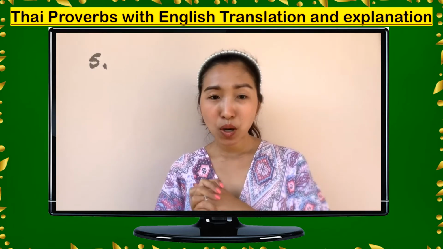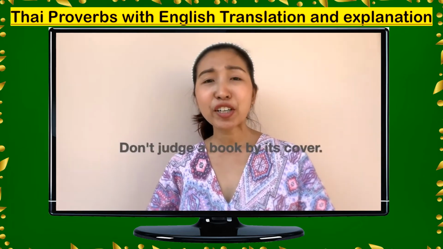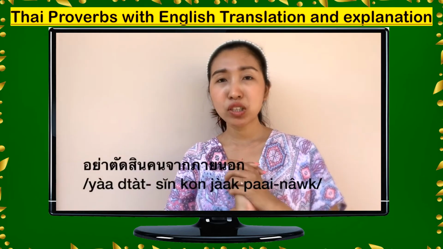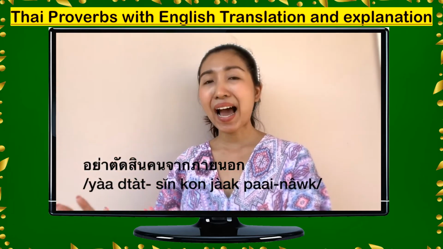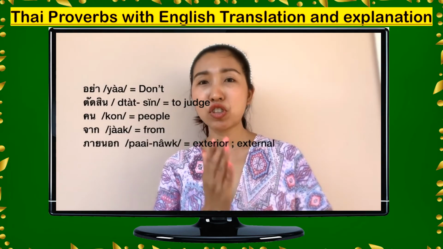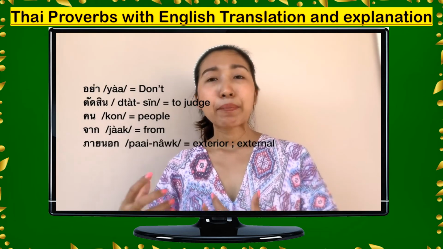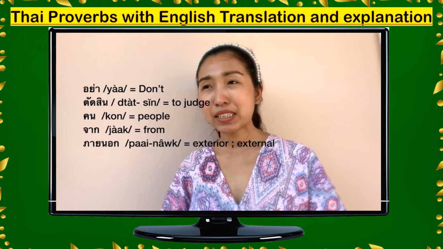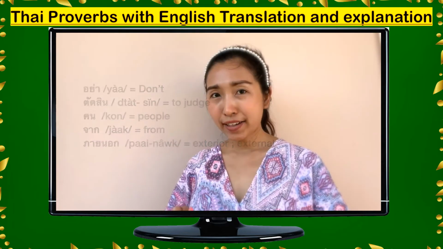And then the next one is don't judge a book by its cover. In Thai we say อย่าตัดสินคนจากภายนอก. So อย่า is don't, ตัดสิน is to judge, and คน, of course, people, right? จากภายนอก, so จาก is from, ภายนอก means outside. So basically it's like don't judge someone from how they look, from outside. Okay.